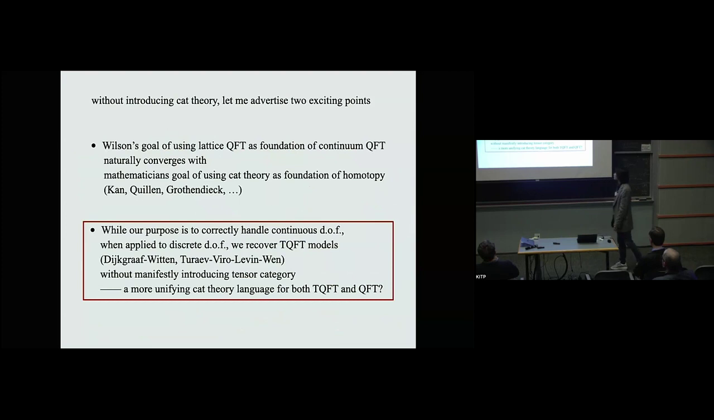And the second excitement I want to share is that while the purpose is to correctly handle continuous degrees of freedom, when we apply the same stuff to discrete degrees of freedom, we automatically recover the TQFT models, like the Dijkgraaf-Witten and Turaev-Viro models, without manifestly introducing the fancy language of tensor fusion category. So this hints that there might be a more unifying category theory language that is applicable for both TQFT and generic QFT.